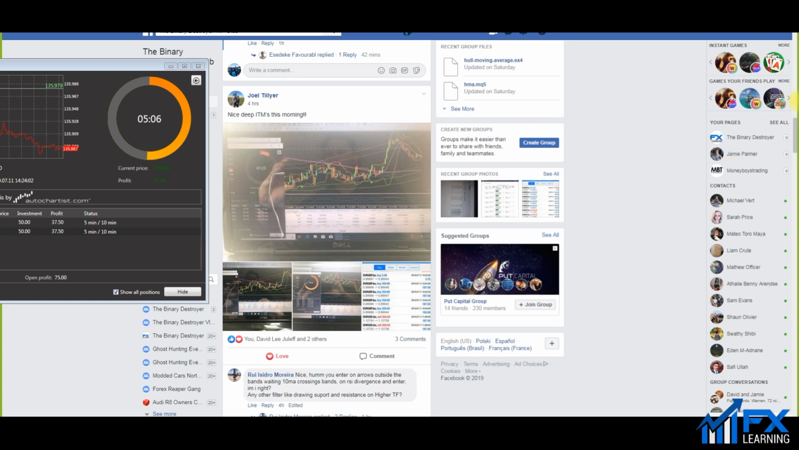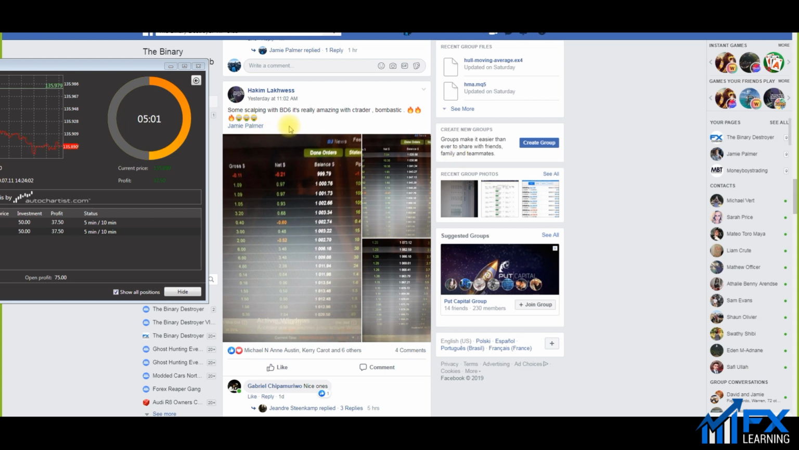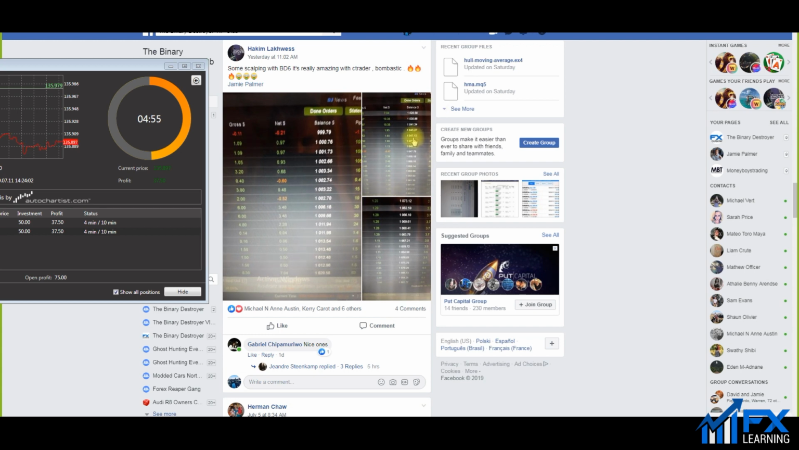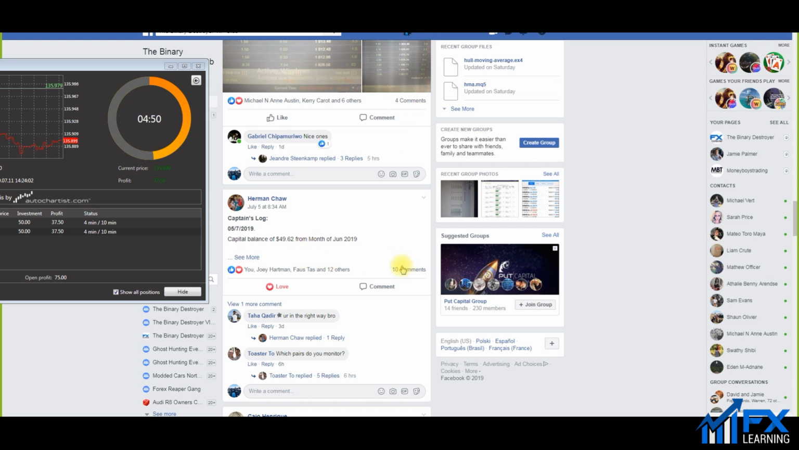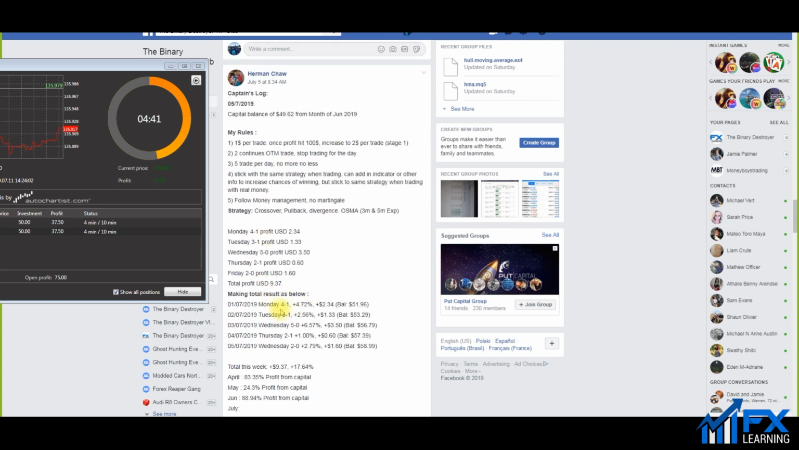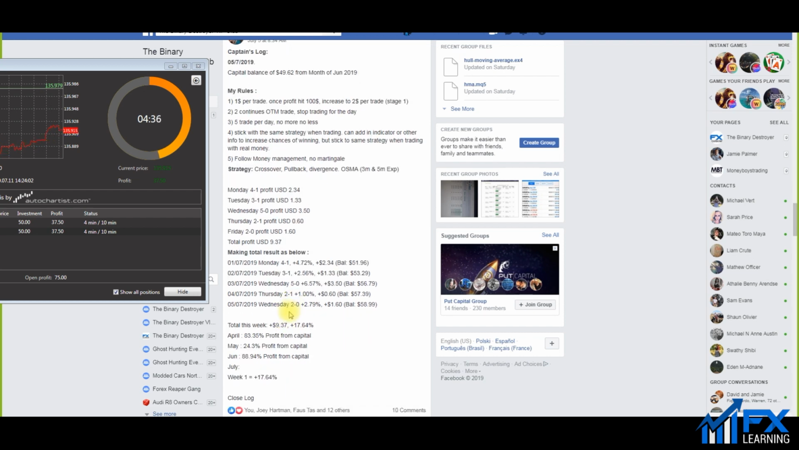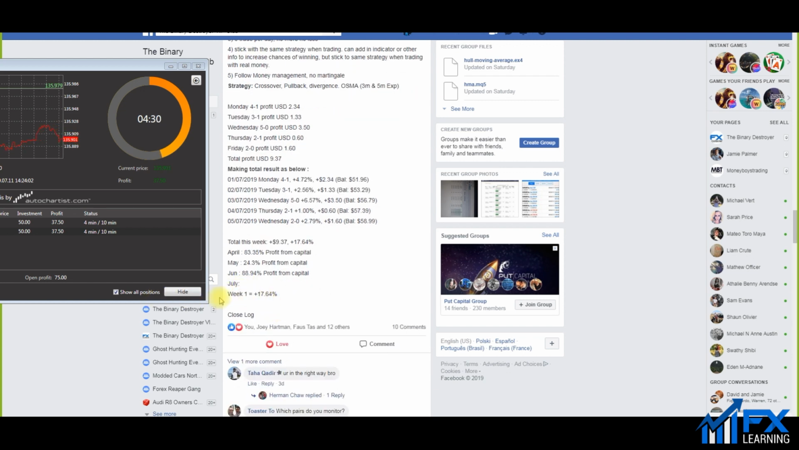Keep going down here. Some scalping with BD 6.0. It's really amazing with cTrader. This is a member using the binary destroyer on cTrader. Captain's log. I love Herman's results. Every single week he does a captain's log. Look, captain's balance, $49, and as you can see here, he did 4-1 on Monday, 3-1 on Tuesday, 5-0 on Wednesday, 2-1 on Thursday, and 2-0 on Friday. As you can see, in the first week of July, at the bottom here, he says he's made a 17% gain.